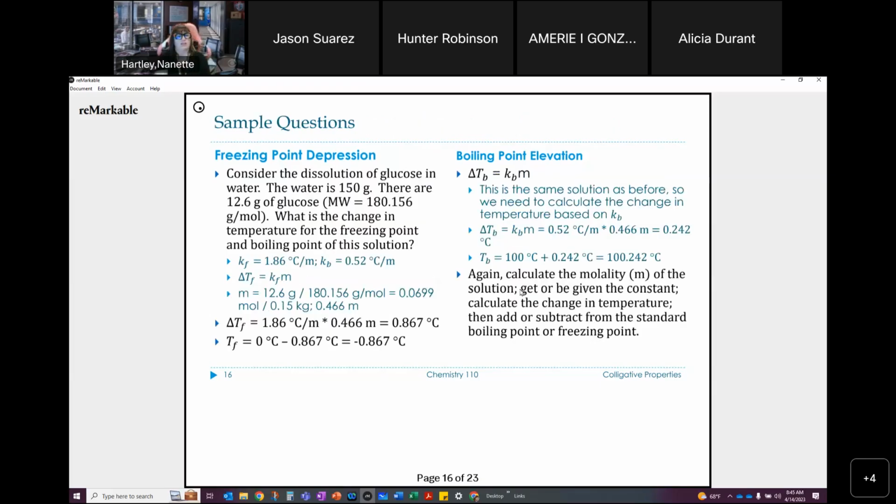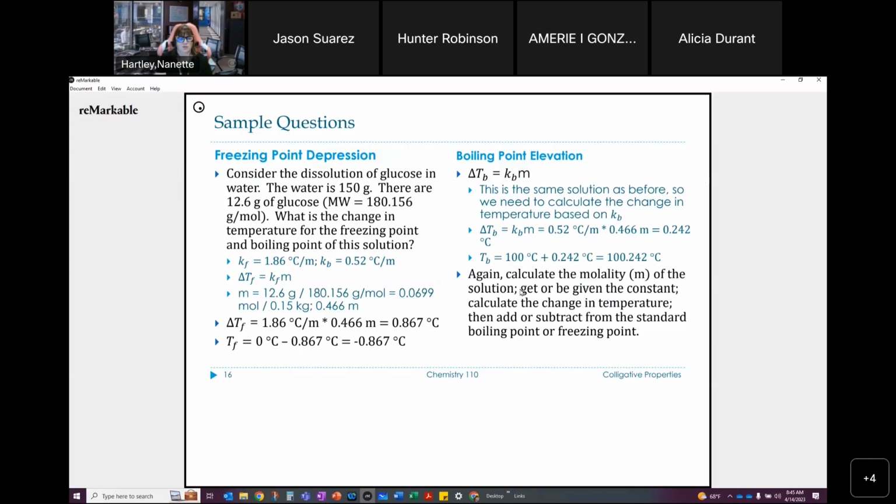So let's look at what that would do. Consider the dissolution of glucose in water. The water is 150 grams. There are 12.6 grams of glucose. What is the change in temperature for the freezing point and the boiling point of this solution?